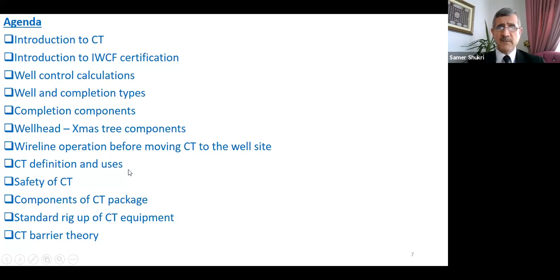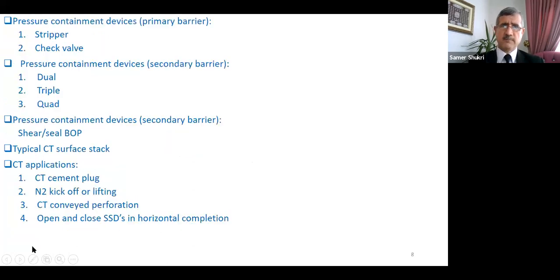We have coiled tubing definition and uses, safety of coiled tubing, components of the coiled tubing package, and standard rig-up of coiled tubing equipment. Then coiled tubing barrier theory. Also, we'll go into pressure control equipment. We have a primary barrier, secondary barrier, and tertiary barrier. These are the 3 barriers: first line of defense, second line of defense, third line of defense, to work safely. Typical coiled tubing surface stack-up also. We have coiled tubing applications. We have these ones.